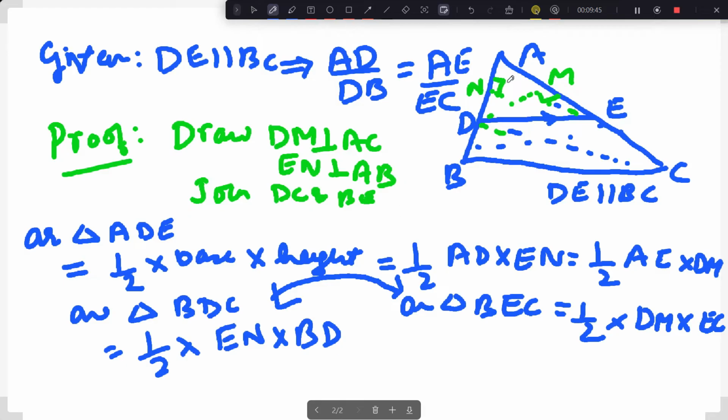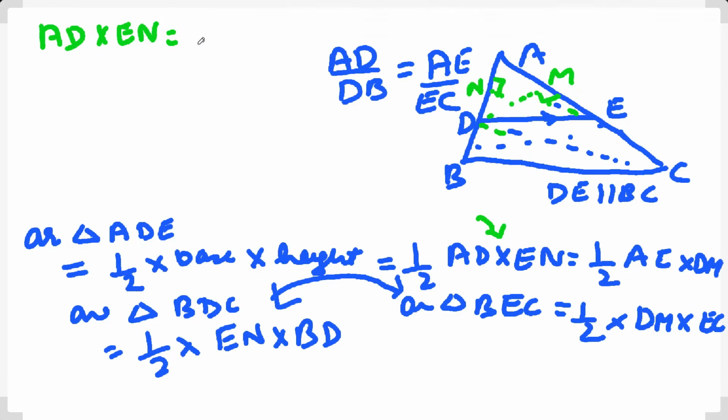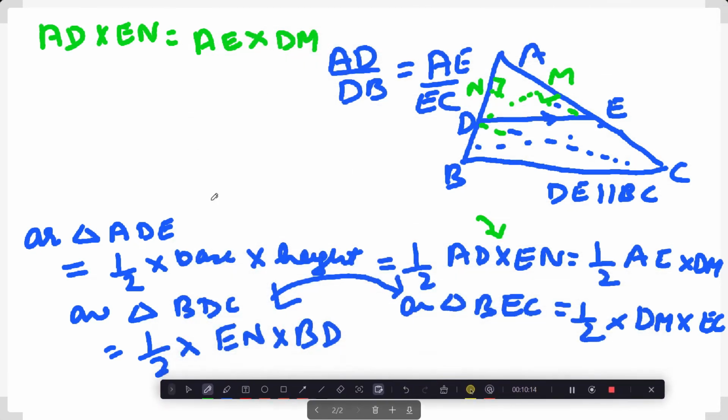One equation is, okay, so one equation from this is AD into EN is equal to AE into DN, and from the other two the equation is EN into BD is equal to DN into EC, right?